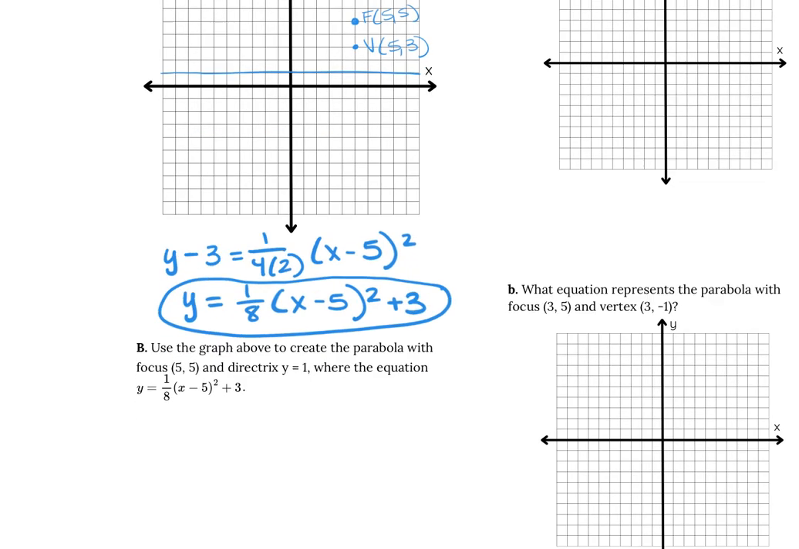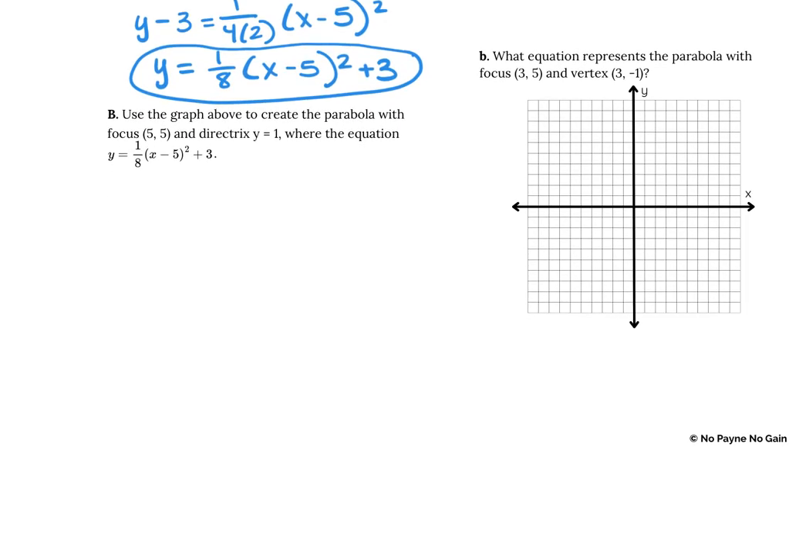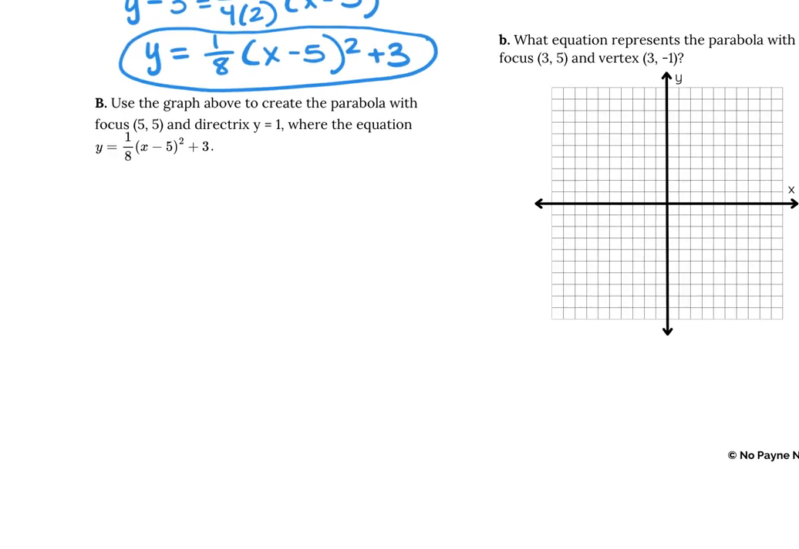Let's look at B. We're going to use the graph above to create a parabola with a focus of 5 and a directrix of 1, where the equation, and then they gave us the equation. Okay, and that's the same equation that we just created. So we are going to graph the parabola that we started graphing above. I'm going to go ahead and change my color so we can see the difference here.